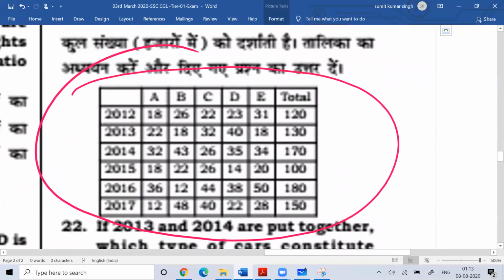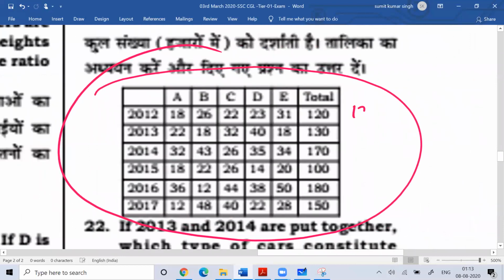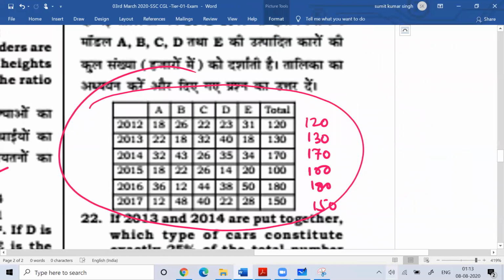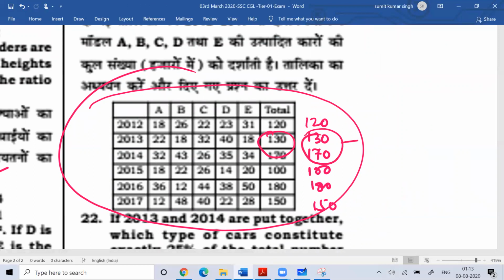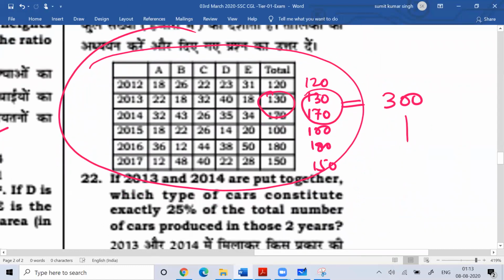So this is 120. This is 130, 170, 100, 180, 150. Now, what is given is, if 2013 and 14 are put together, so if you add 2013 and 14 put together, their sum is 300. Okay. So which type of car constitutes exactly 25%? What is 25% of this? 25% of this is 75.